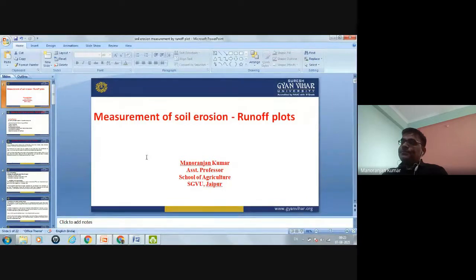Okay, so today we will discuss the measurement of soil erosion using the runoff plot. Soil erosion means the detachment of soil particles from the field, and those soil particles are transported and deposited at some other places. So how can you measure how much soil is eroded from your field?